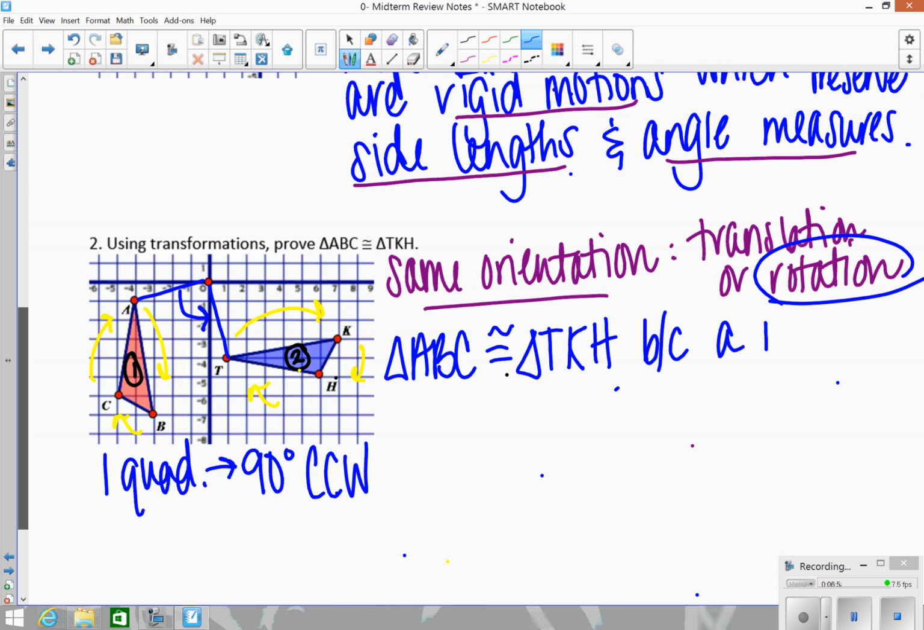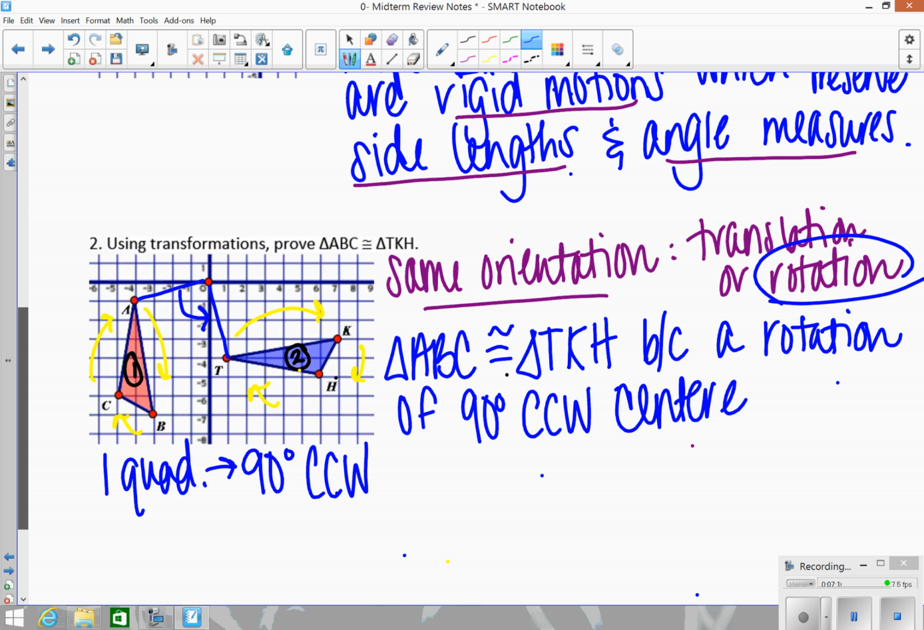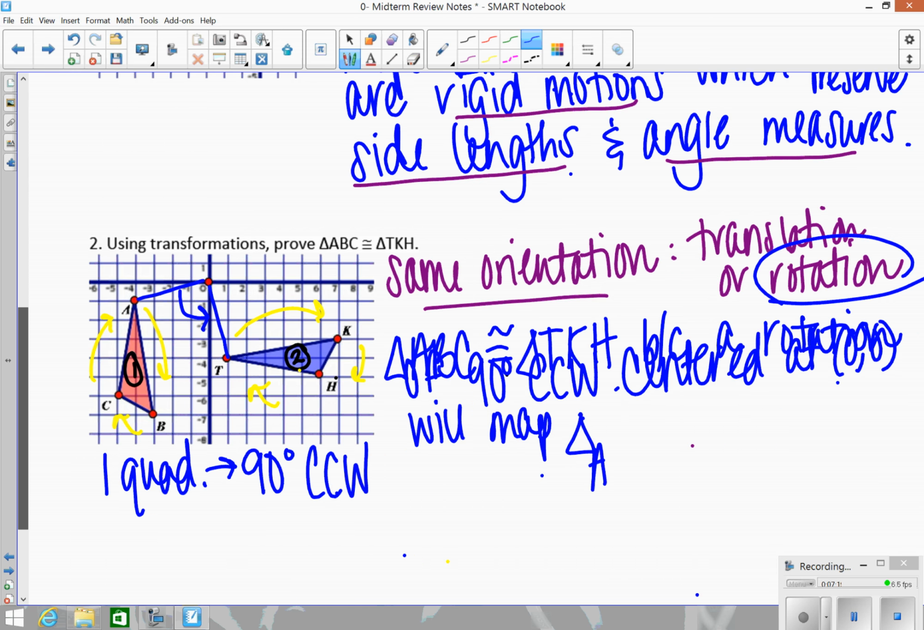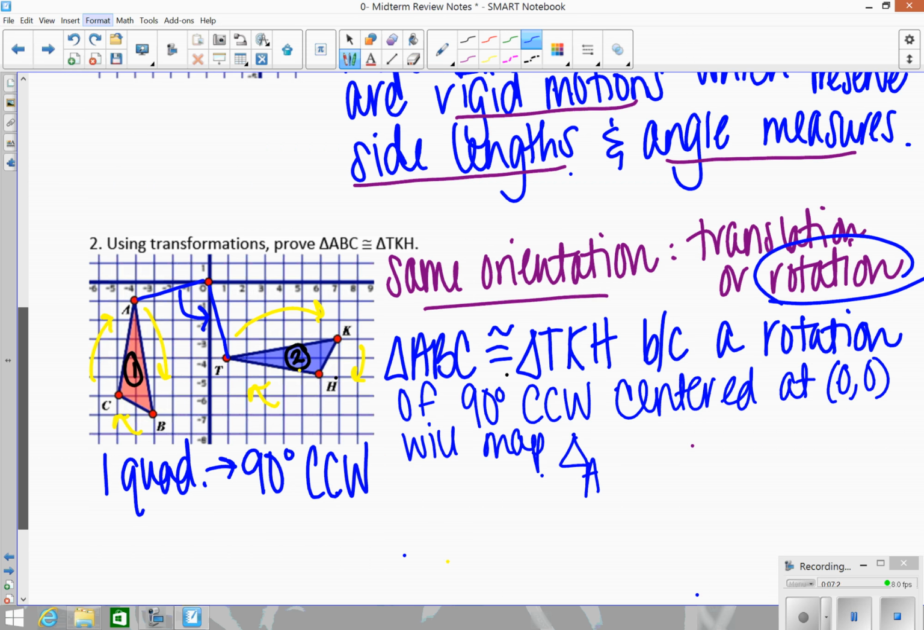because a rotation, and make sure you're being specific, so not just a rotation, but a rotation of 90 degrees counterclockwise centered at the origin will map basically triangle 1, so in this case triangle ABC, onto triangle 2, which is TKH.